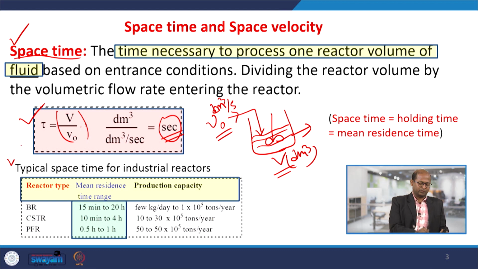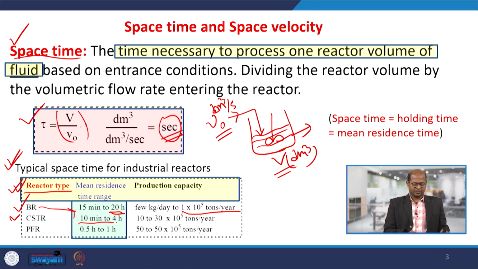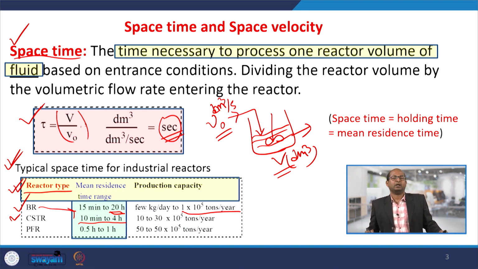Here I am showing the typical space time values for various industrial reactors, depending upon their production capacity. Suppose we have a batch reactor, CSTR, or plug flow reactor. In the case of the batch reactor, it has been observed that the mean residence time is in the range of 15 minutes to 20 hours for a particular reaction to complete. Let us say the production capacity is 1 into 10 to the power 5 tons per year. If you use a CSTR instead of a batch reactor, then mean residence times of 10 minutes to 4 hours are observed.